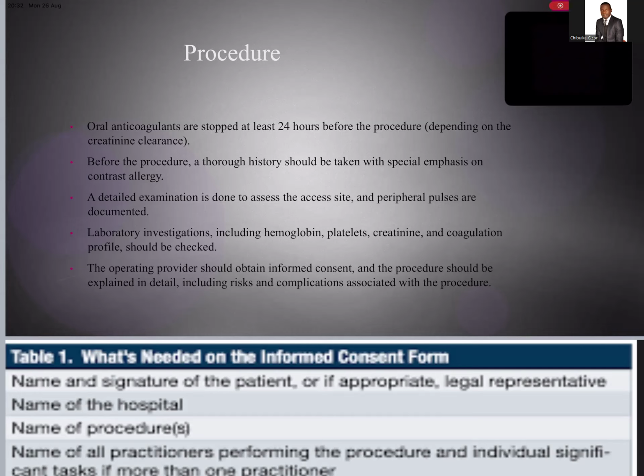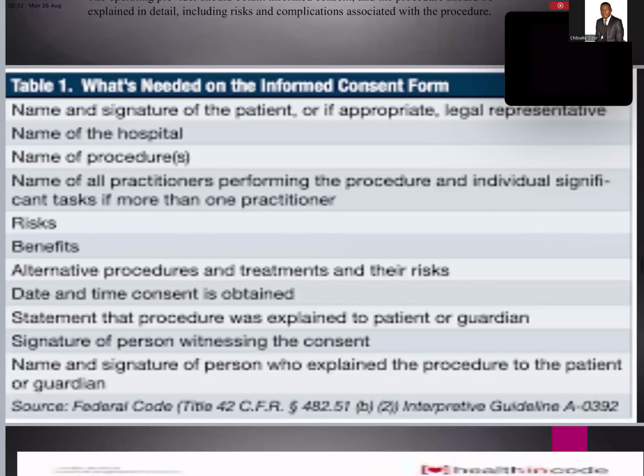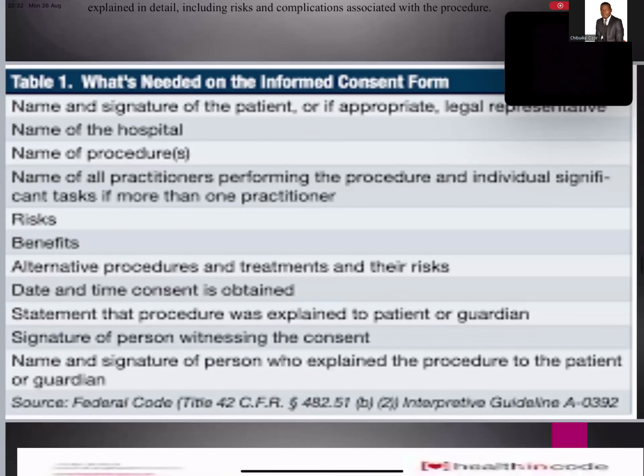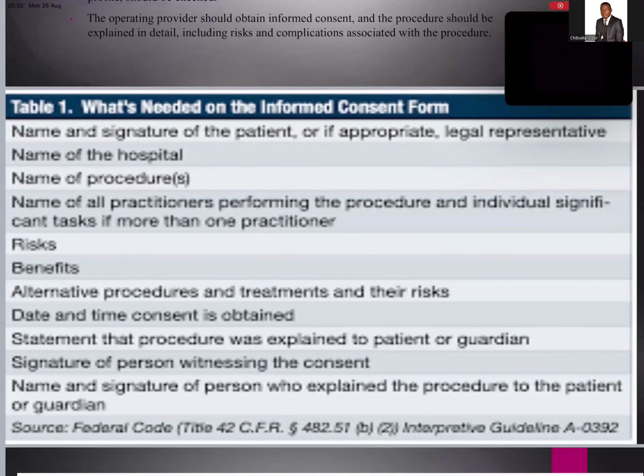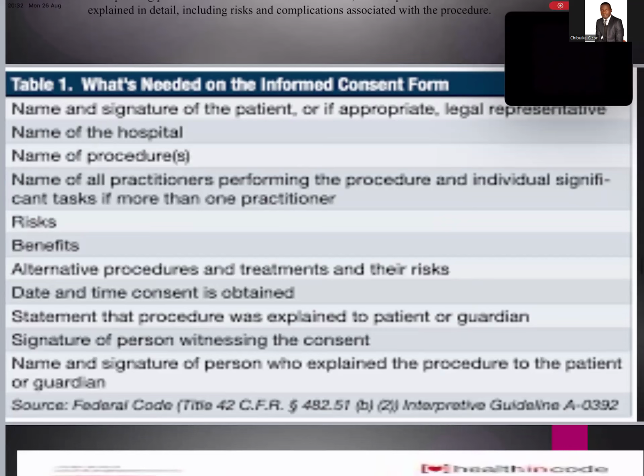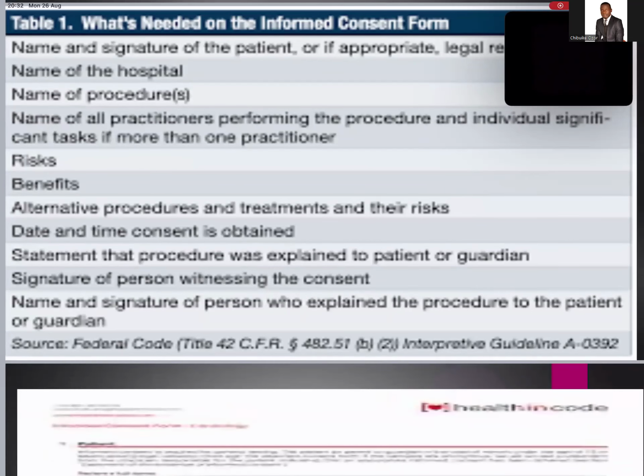Then the operating provider should obtain informed consent. The procedure should be explained in detail, very important, including risks and complications associated with the procedure. These are usually part of the components of the informed consent form, which is to be signed before a cardiac catheterization procedure. Because besides oral explanations, it's important that you have all these things documented, especially for medico-legal reasons. So these are the components, not exhaustive, of the consent form before a cardiac catheterization procedure.